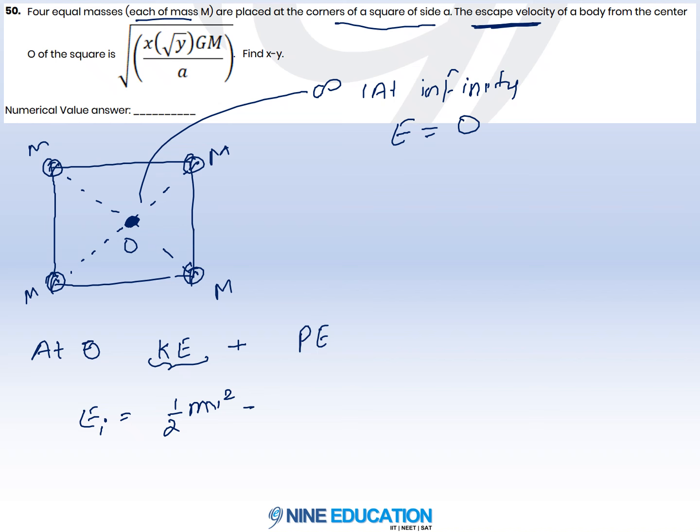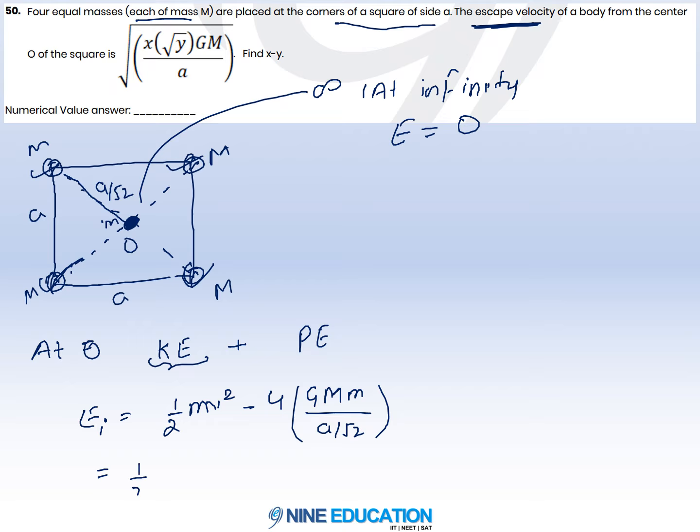Potential energy between two masses is G m m upon separation. So this separation is how much? A by root 2. If this is A, this is A, so we will get A by root 2. And since this energy is due to four masses, 1, 2, 3, 4, we have to multiply it with 4. So half mv square minus 4 root 2 G M m by a.